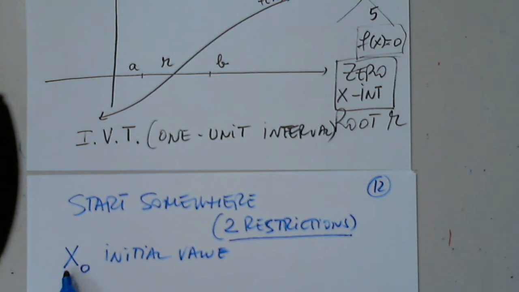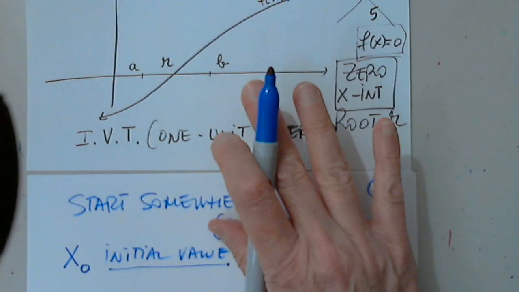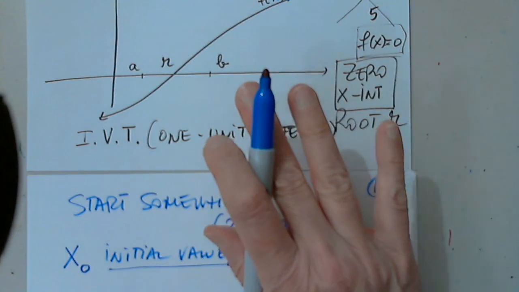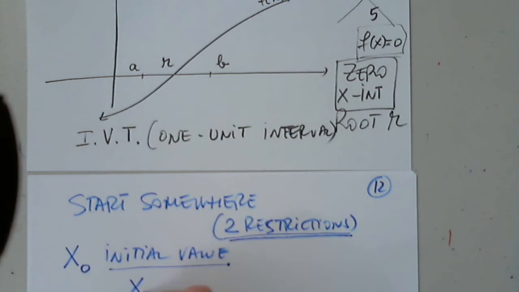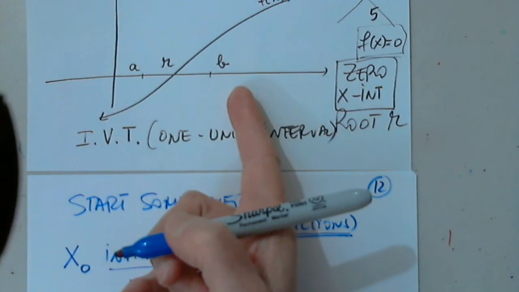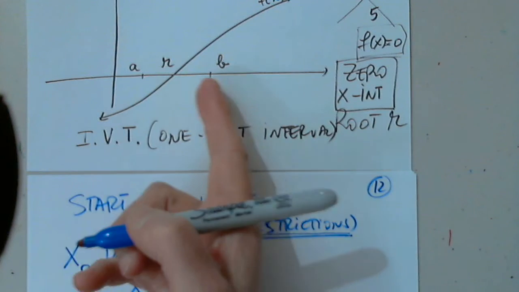X naught or x sub 0, or the initial value that I choose. And of course, there are 2 restrictions. I cannot choose anything I want because I have to be careful, right? I'll explain in a minute. So let's say my x, which is either a or b. I can start with a or I can start with b.